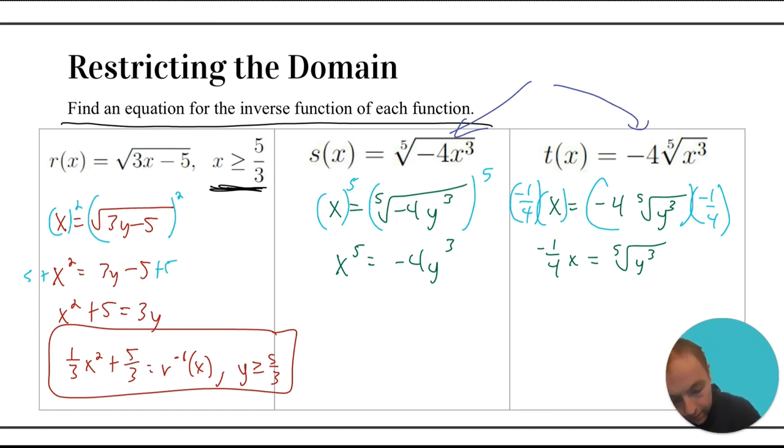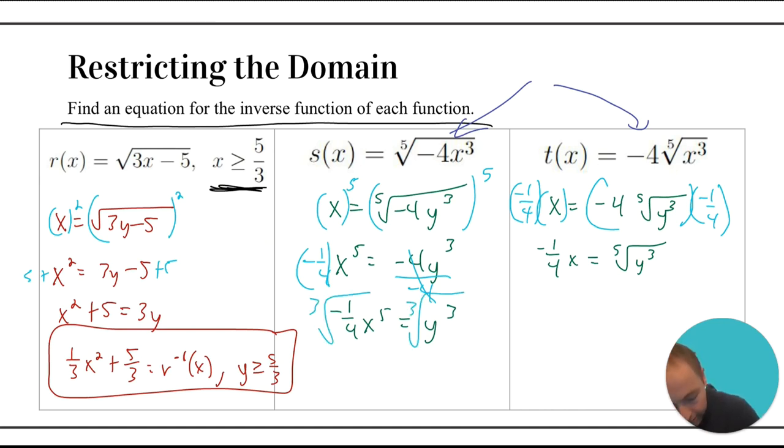So going back to this equation right here, now you'd want to divide by the -4. So then you get -1/4 x to the 5th on this side equals y to the 3rd. And then you can cube root both sides. So the cube root of -1/4 x to the 5th is going to equal y. Or I guess we could say that is s inverse of x.